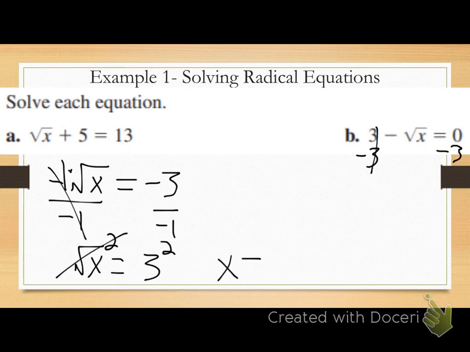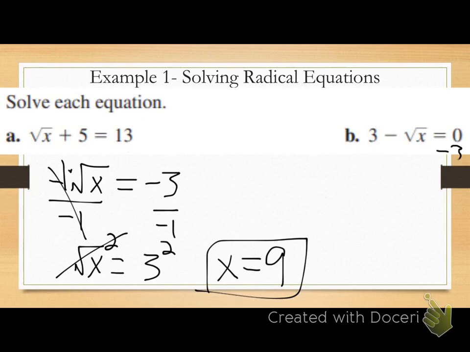And I'm left with x equals, what's 3 squared? 9. Is x now by itself? Yep, there's my answer. Awesome. Questions about that? No. Now, there's one step we could have done at the beginning that would have saved us a little bit of time, maybe one more step.